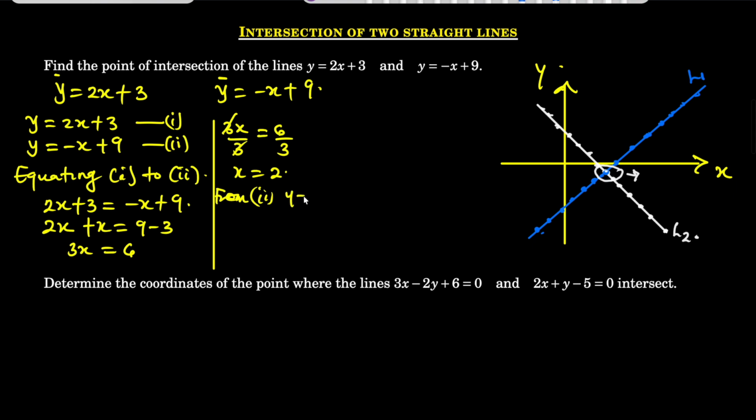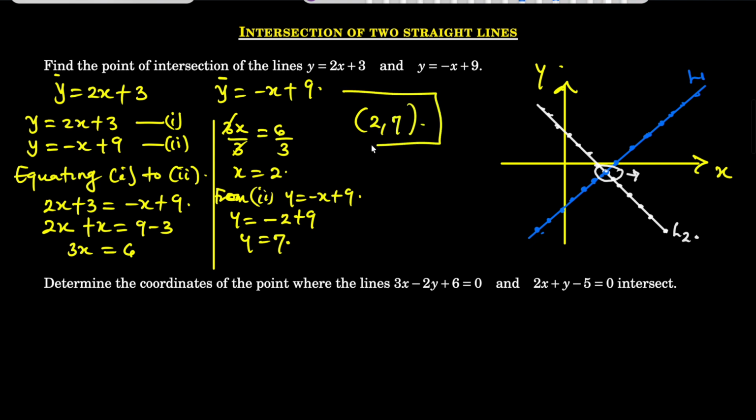From equation 2, I know that y is equal to minus x plus 9. So y equals minus 2, because x is 2, plus 9, and y is equal to 7. You see, these are the values that you've obtained while you solve the two equations simultaneously. But your result actually defines the point that we spoke about earlier in the introduction of this subtopic. So here we have (2, 7) as the point of intersection.